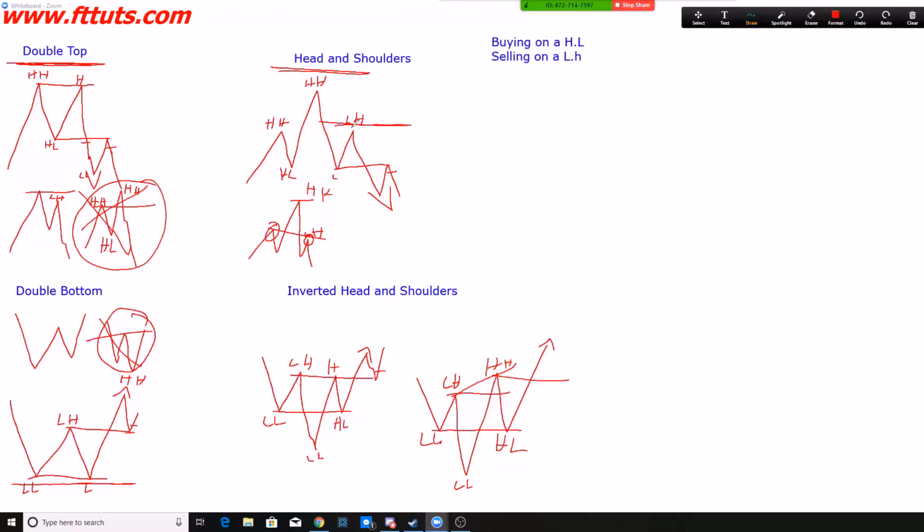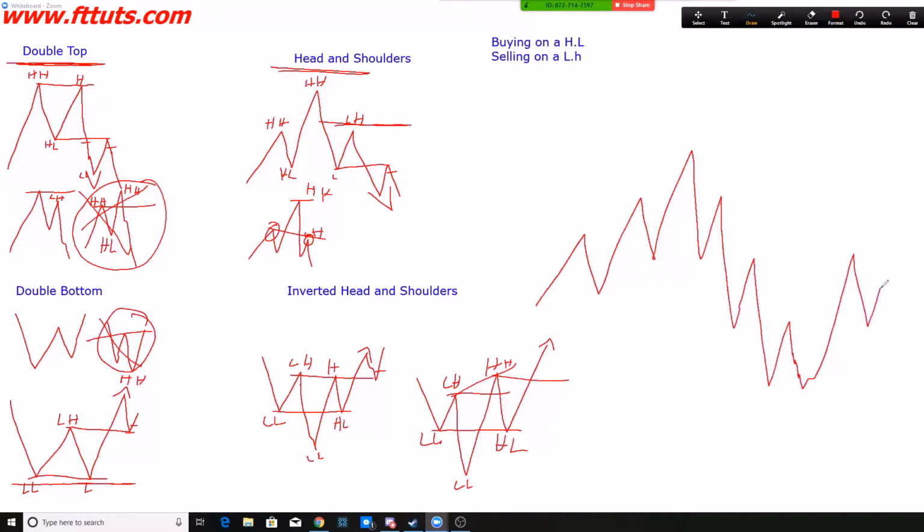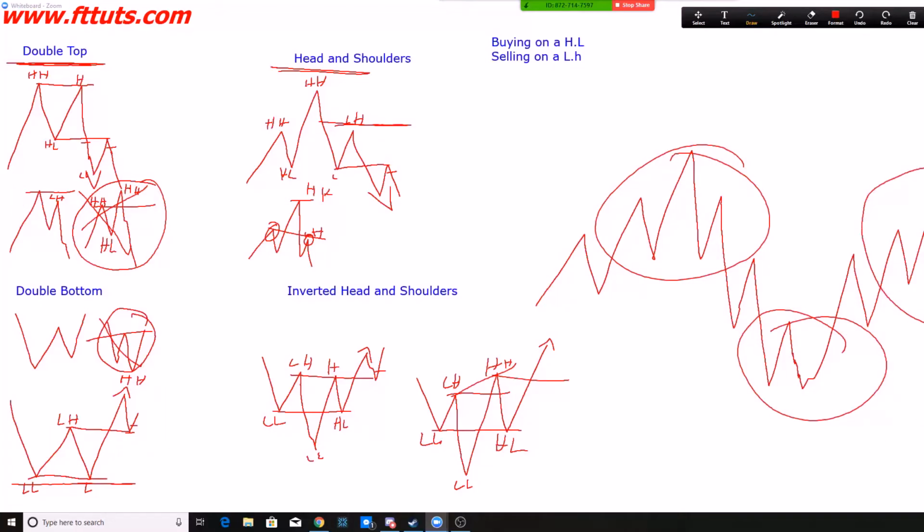Remember, obviously practice makes perfect. So every day, if you're on a whiteboard and you're drawing market structure just like this, every single day, and you're pinpointing your higher highs and your higher lows, then you're going to be getting really good at spotting these fairly easily. So as you can see, here's a head and shoulders, here's a double bottom, as well as another head and shoulders right here, along with a double top as well.